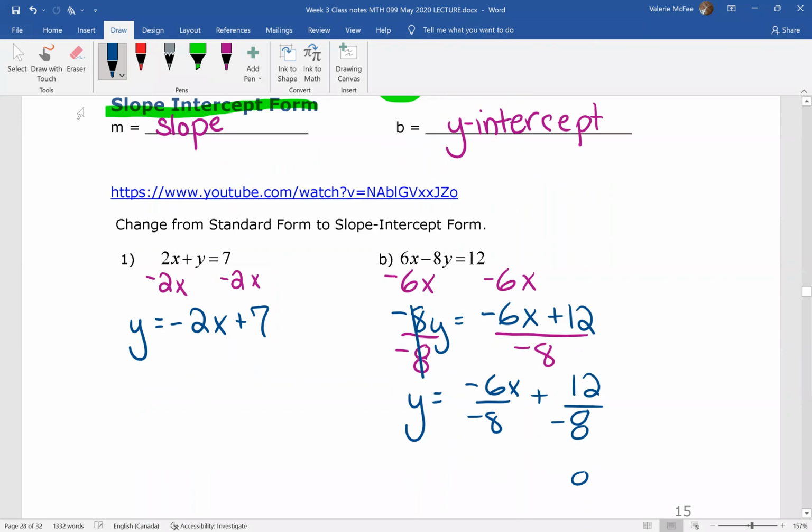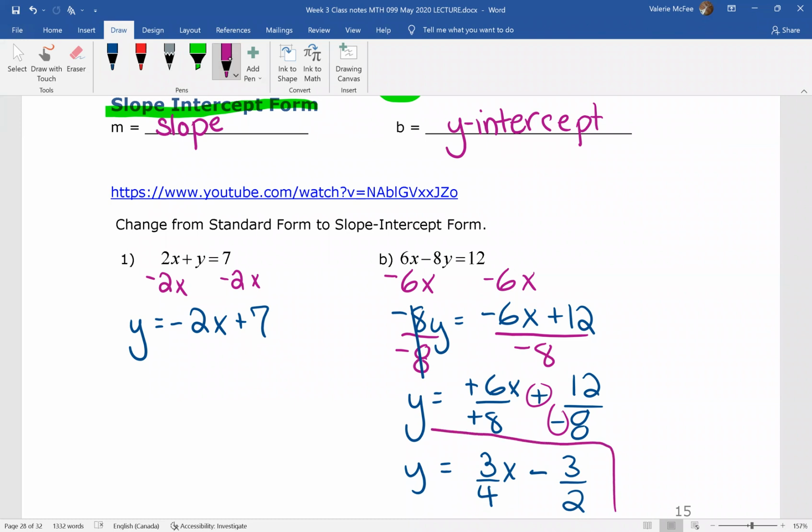We can simplify both of those fractions. A negative divided by a negative is positive. Divide the numerator and the denominator by 2. 6 divided by 2, 4 divided by 2. Then I have a positive divided by a negative. That gives me a negative. And I can divide the numerator and the denominator by 4. 12 divided by 4, 8 divided by 4. There's the equation of my line in slope-intercept form.